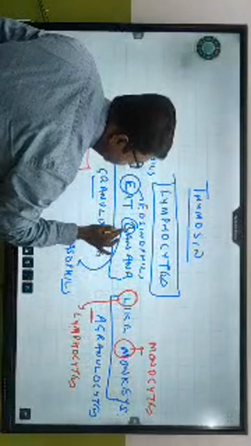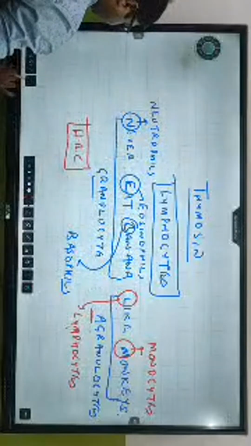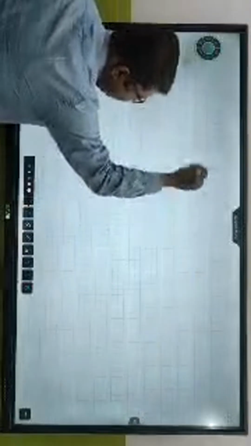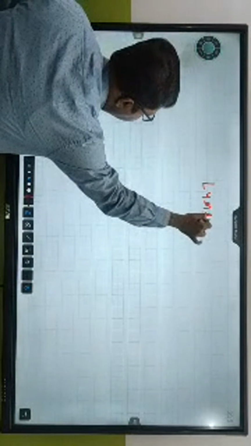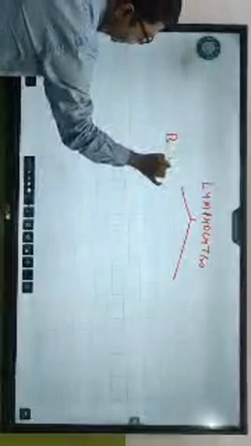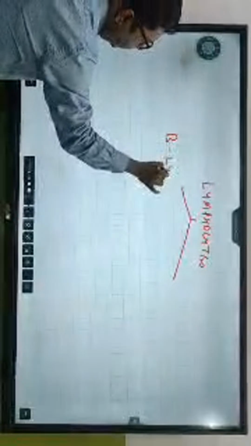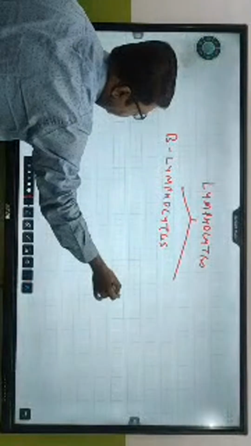So lymphocytes are basically a type of WBC which are agranulocytes, and the main function of lymphocytes is to help in immunity. When we talk about lymphocytes, basically lymphocyte cells are of two types. One is B lymphocytes, and the other is T lymphocytes.